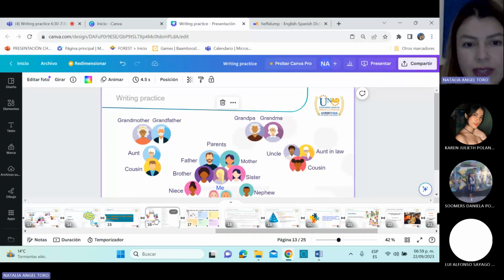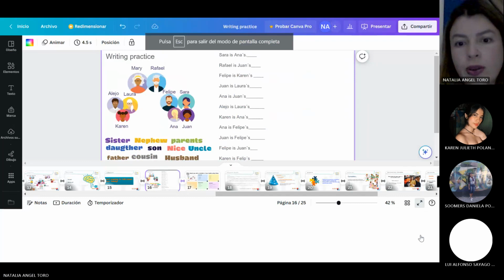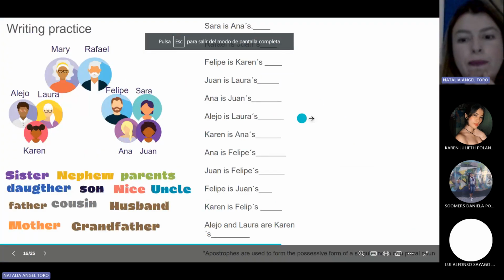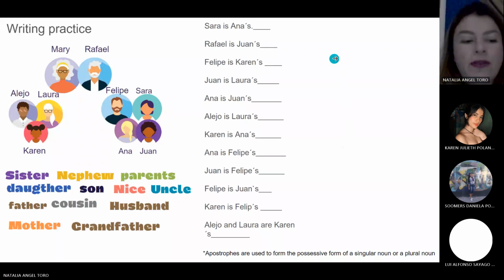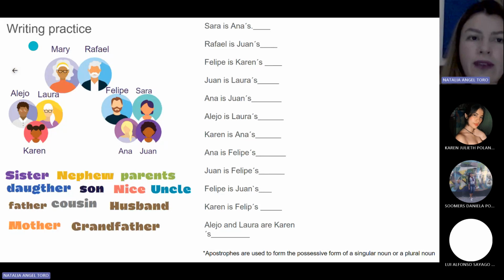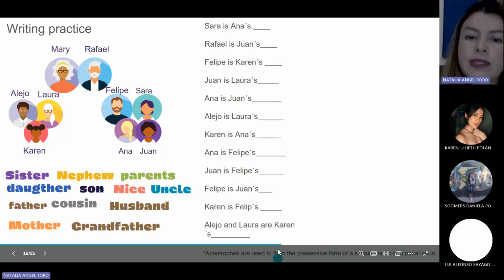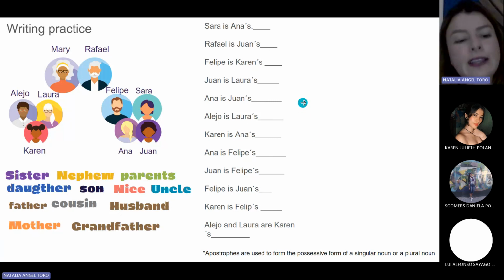So we are going to practice based on that with the possessive form. You know that the apostrophe and the S mean the possessive way to express something. For example, here we have a picture. It's just a picture of a family tree, the Mari and Rafael family tree. So the idea is to answer or complete these sentences with this information.